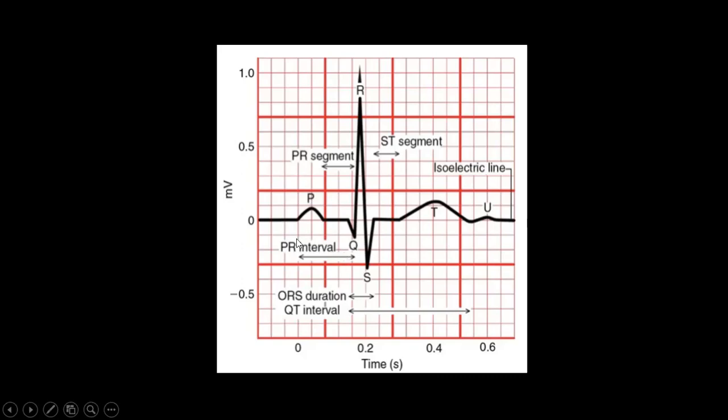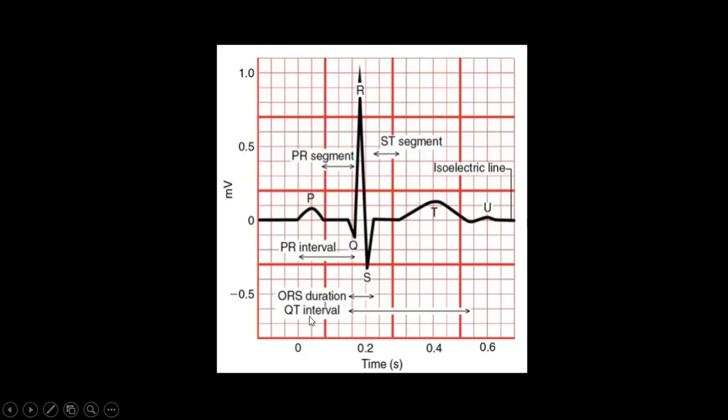It is measured from the onset of P wave to the onset of QRS complex. I repeat, PR interval is measured from the onset of P wave to the onset of QRS complex. It measures AV conduction, that is atrioventricular conduction, including the AV nodal delay.